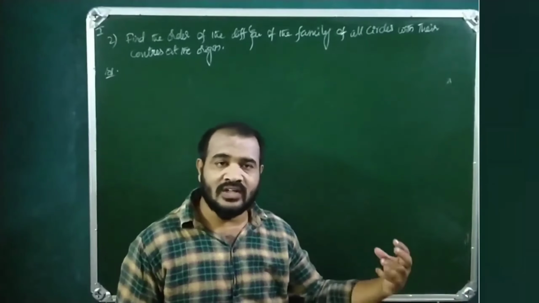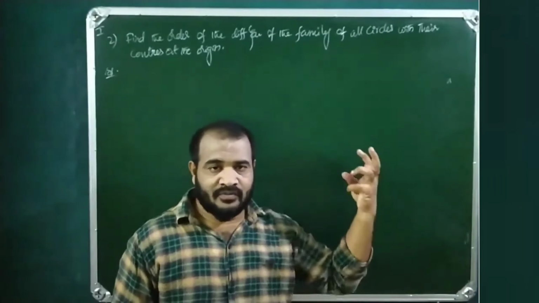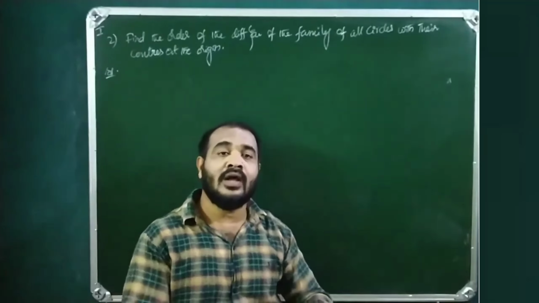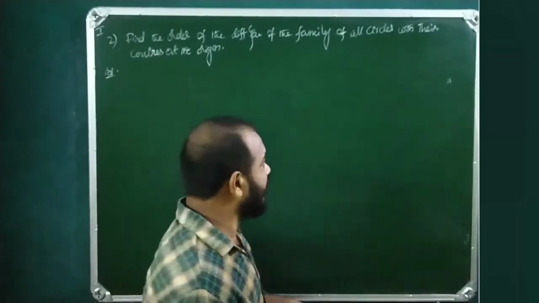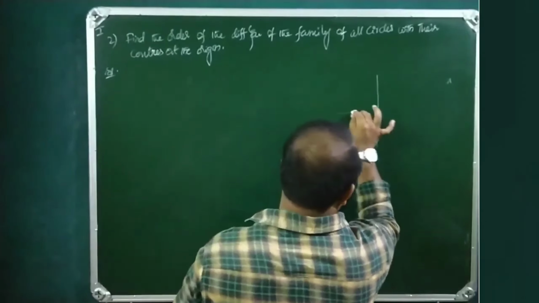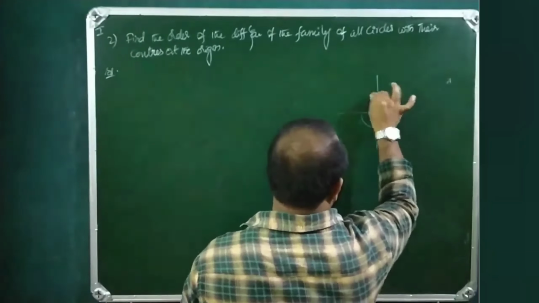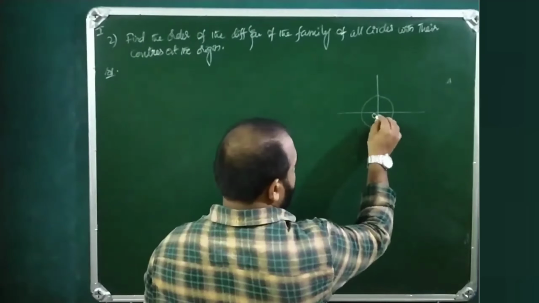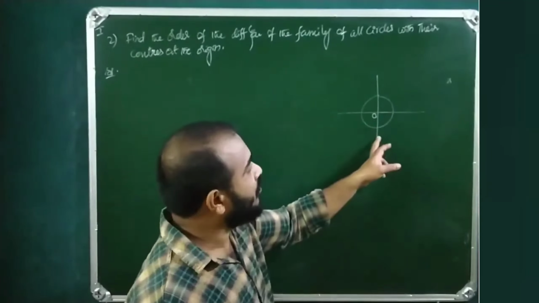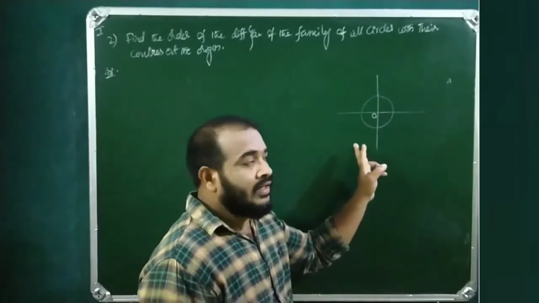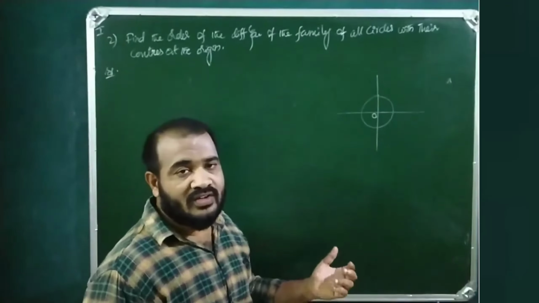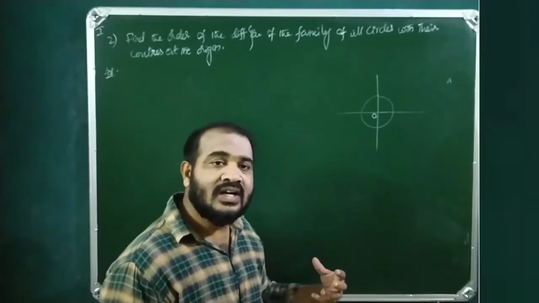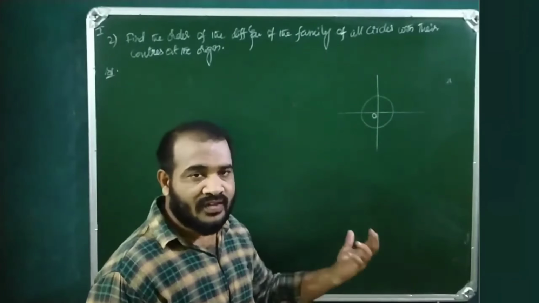So there is not only a single circle following that condition. There are infinitely many circles. For example, this is the coordinate axis and this is the circle having center at the origin (0, 0). So what is the equation of the circle having center at the origin and radius r? x square plus y square equals r square, which is the standard equation of the circle.